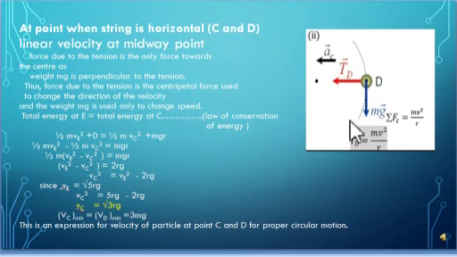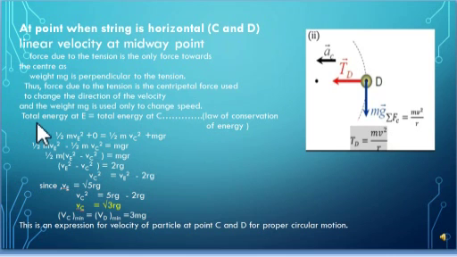See here the diagram which shows weight mg, which is vertically downward, and tension, which is toward the center. Both are perpendicular to each other. Now the force due to tension is the centripetal force, used to change the direction of the velocity. So we will write Td, that is tension at point D, is equal to mv square upon r. Now the weight mg is used only to change speed.